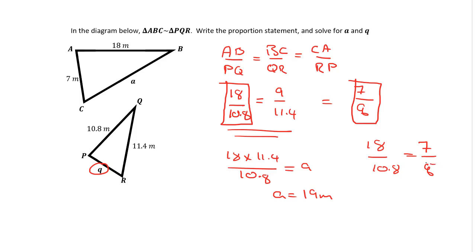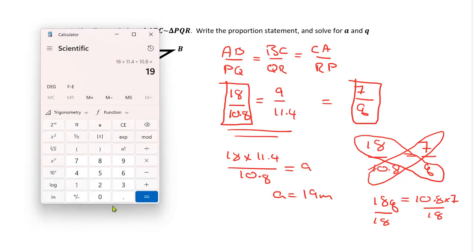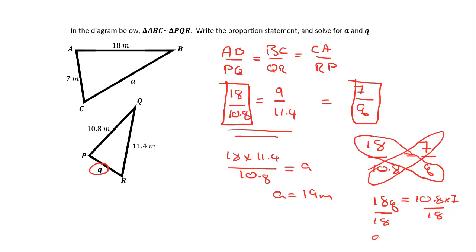So let's do some cross multiplying. We're going to multiply 18 times Q, and then we're going to multiply 7 times 10.8. We end up getting 18Q, and then 10.8 times 7. The last thing we have to do is divide both sides by 18 to isolate our unknown. Getting our calculators out, we're going to multiply 10.8 times 7, and then we're going to divide by 18. And we get 4.2. That means that Q is 4.2 meters long.